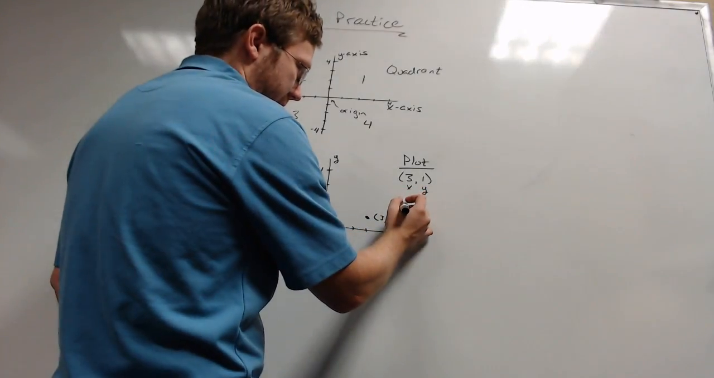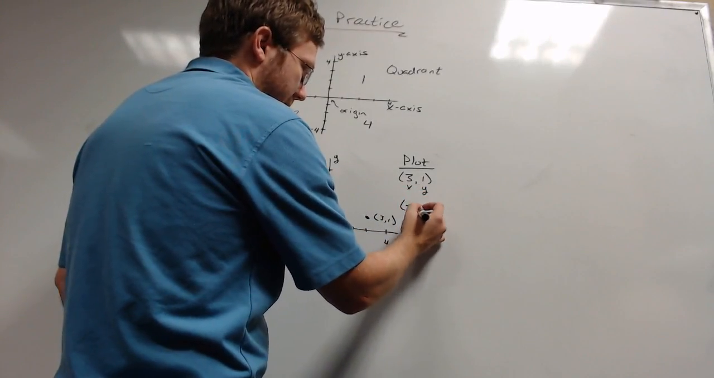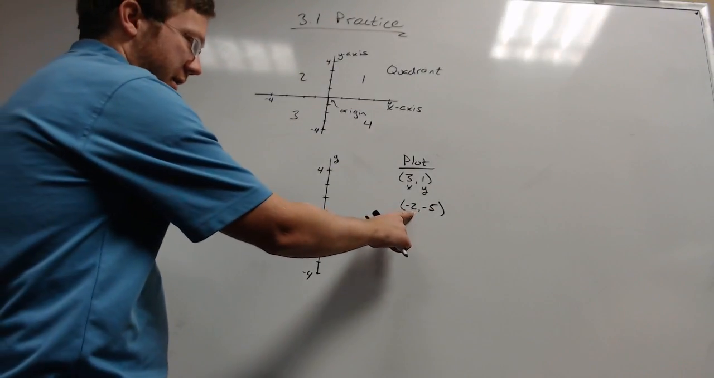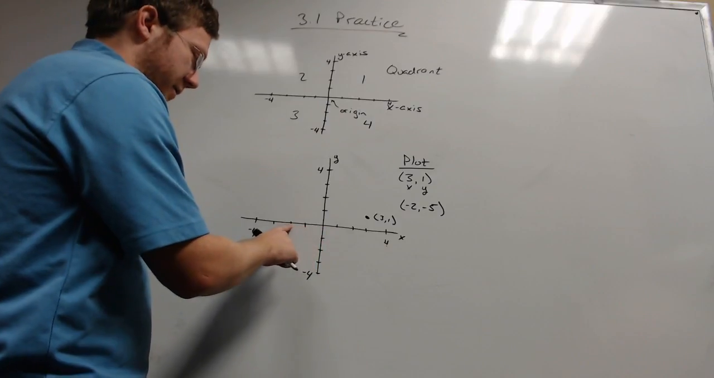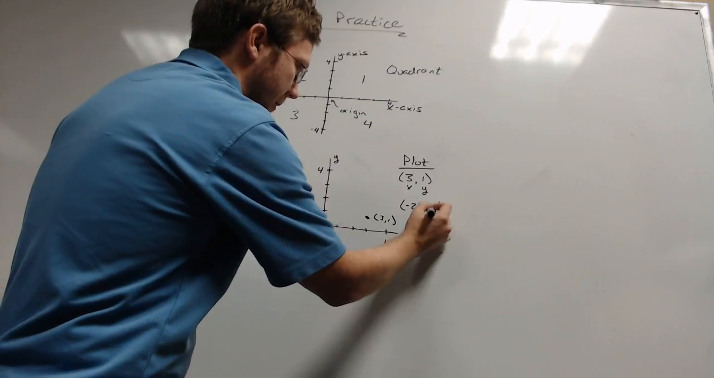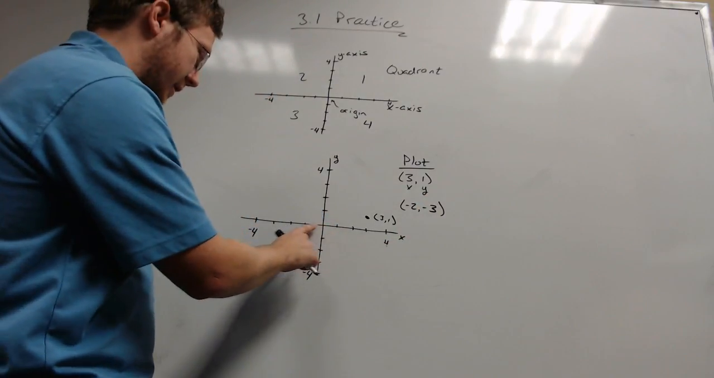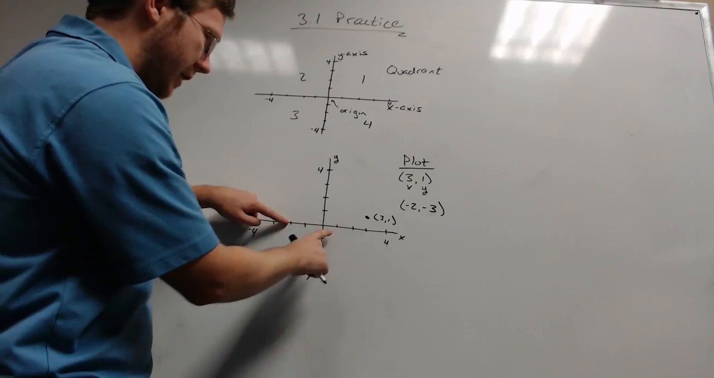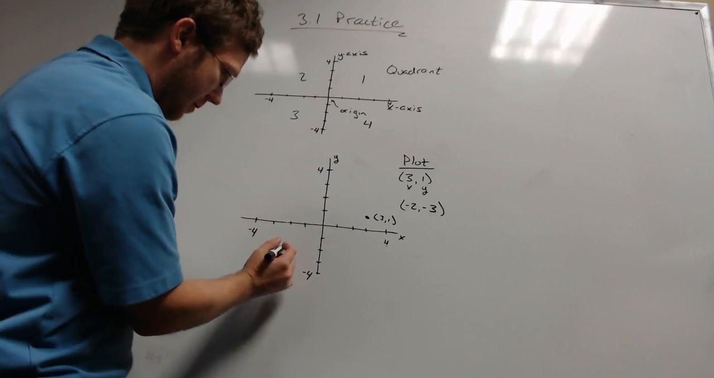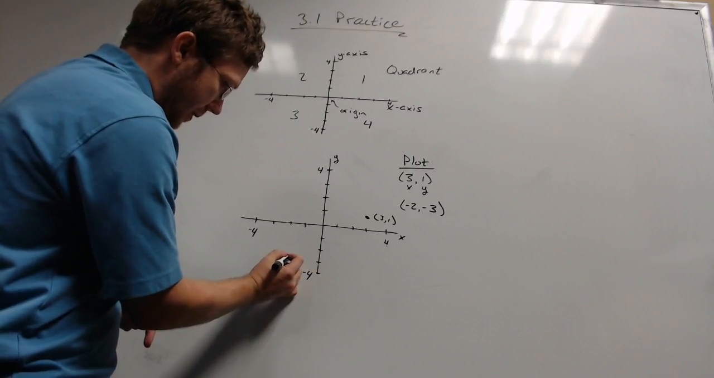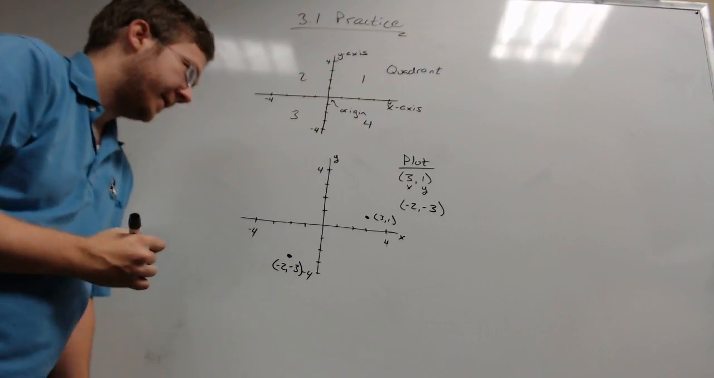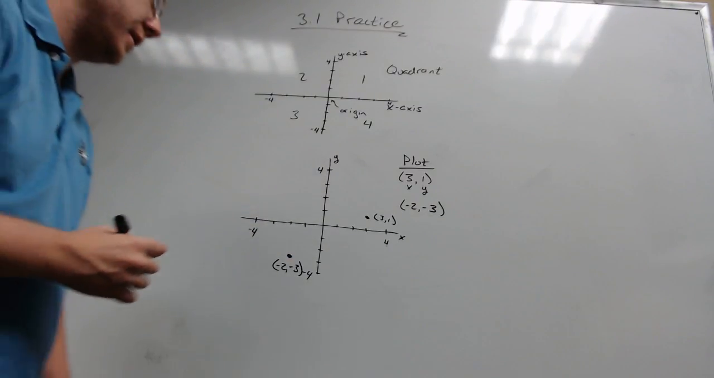I'll just pick some other random points. We want to be able to plot negative 2, negative 5. Again, that's going to be our x. So on the x-axis, I have to travel negative 2. And I probably shouldn't have picked negative 5. Let's pick negative 3 because my graph isn't even big enough for that. So x is negative 2, and on the y-axis, I have to go to negative 3. And these two are going to cross at negative 2, negative 3, this point in space. It has the coordinates negative 2, negative 3.